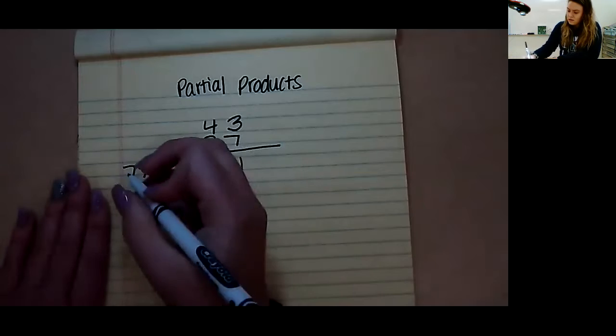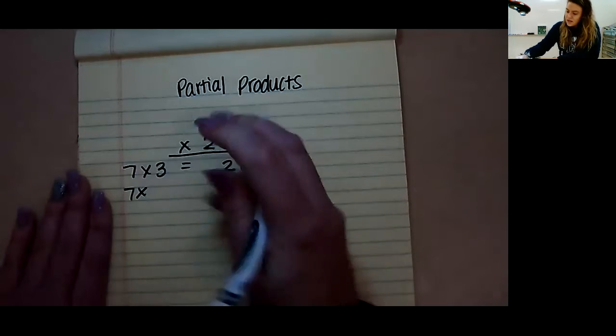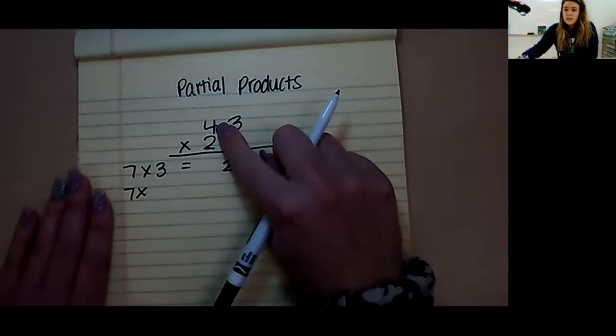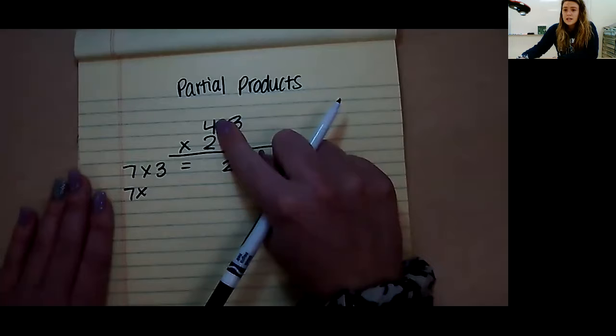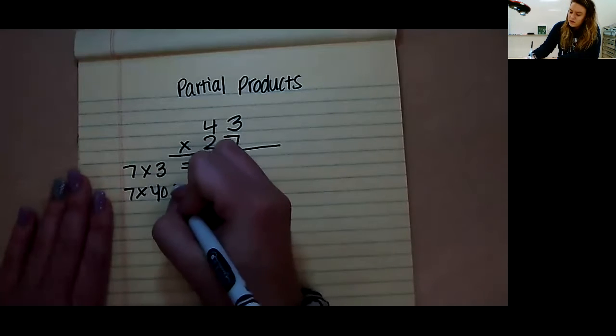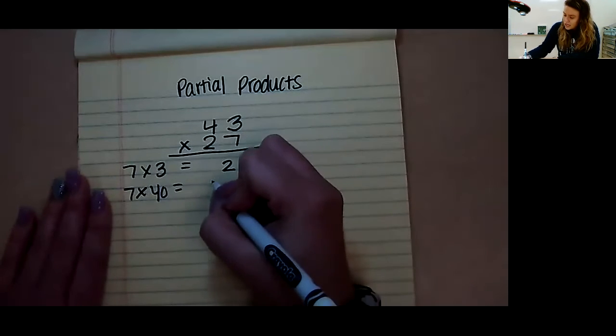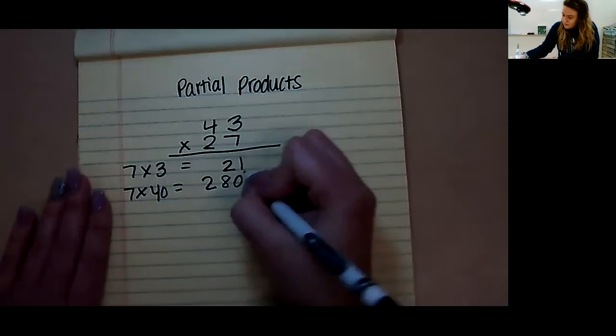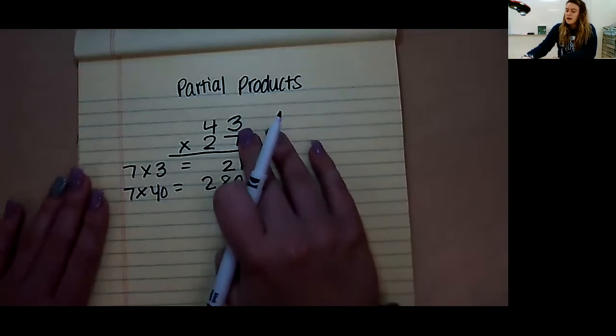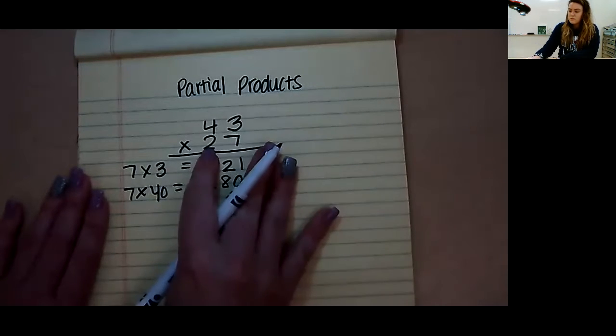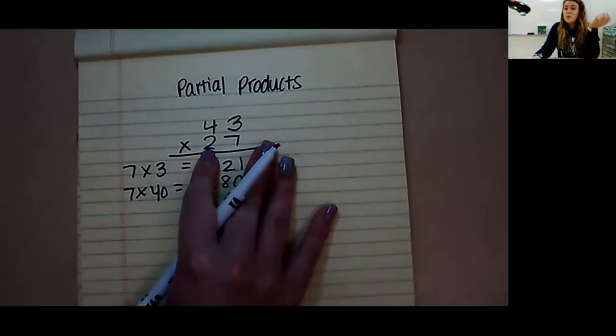Then I'm going to do 7 times 40, because remember, the 4 is in the tens place, so its value is actually 40. So 7 times 40 is going to be 280. Now I'm done with the 7 because I've multiplied both numbers. So now I'm going to move on to the 2. But remember, the 2 is not actually a 2. The 2 is a 20 because its value is 20.